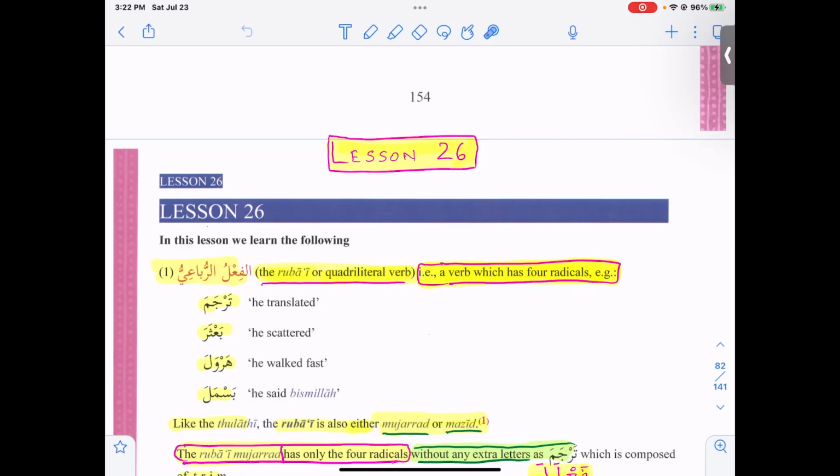Now, for the first time, in this lesson we learn the following. Al-Fi'lu Rubaiyu. That was Fi'lu Thulasiyu, three-letter verbs. Then we are adding into it, but the base is three-letter. Now the base of this is four-letter. Al-Fi'lu Rubaiyu, the Rubai or quadrilateral verb. Four-letter verb. The verb which has four radicals.